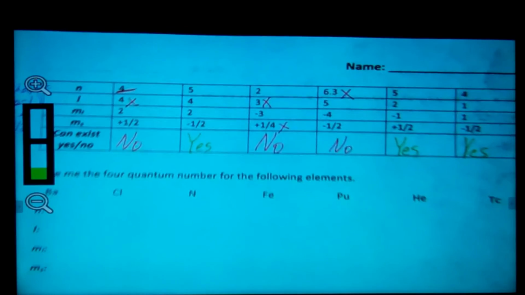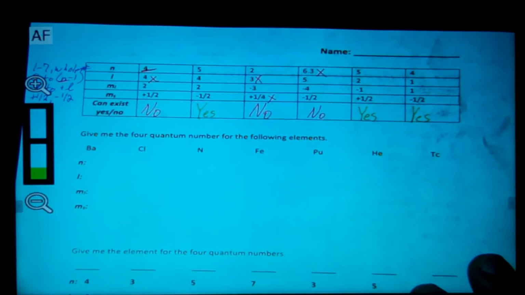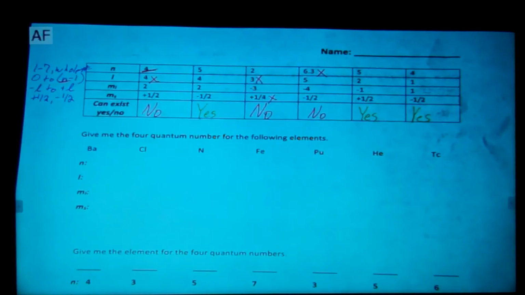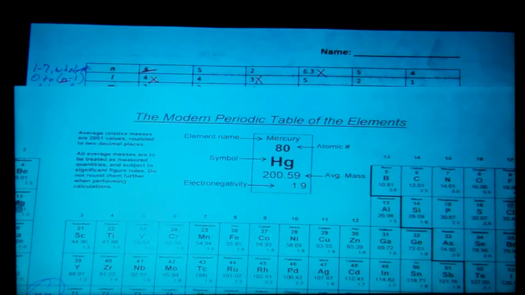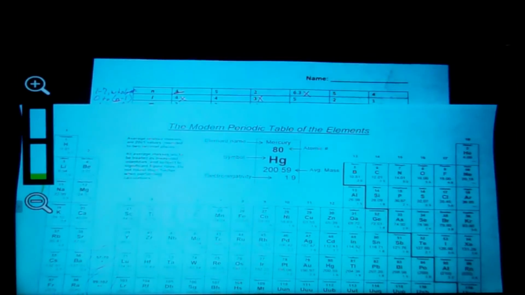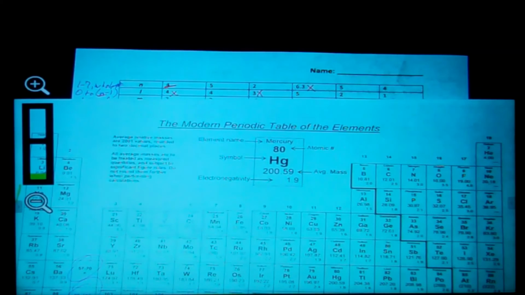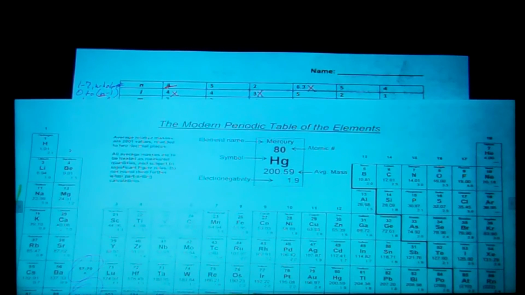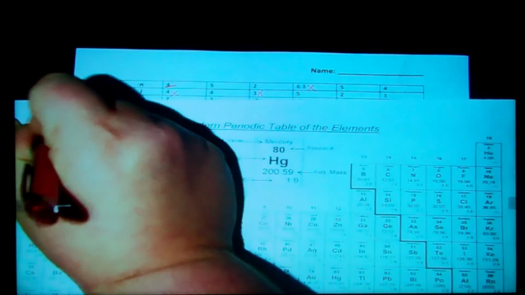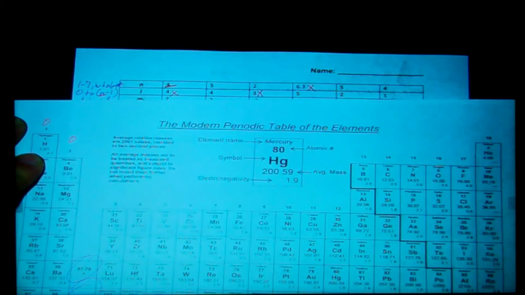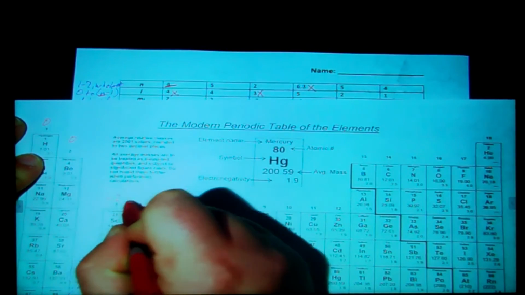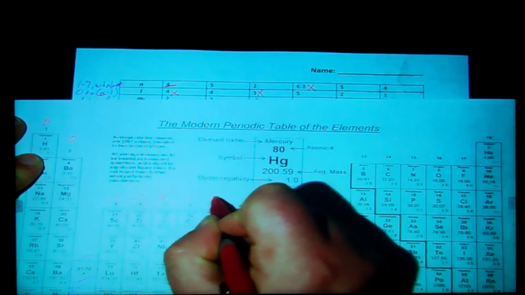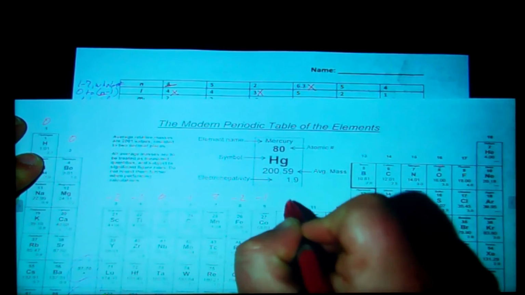Now, your next set of questions ask, give me the 4 quantum numbers for the following elements. Remember that thing I told you to put to the side? Now pull your periodic table out. Here's my periodic table. You guys have this thing broken down, and if you don't know how to break the periodic table down, you might want to know that. So that this moves a lot faster, I'm going to go ahead really quick and break this down. Give me 1 second.